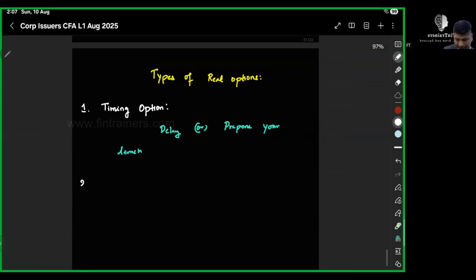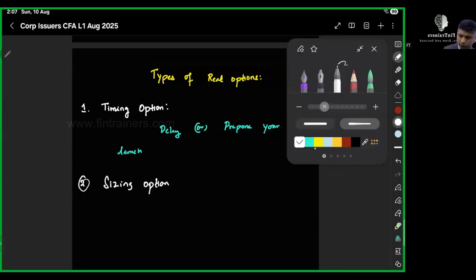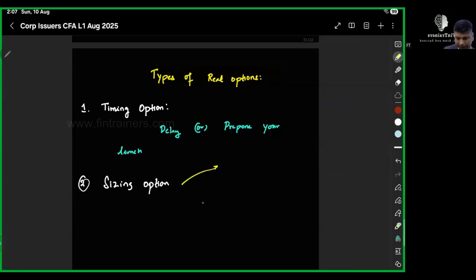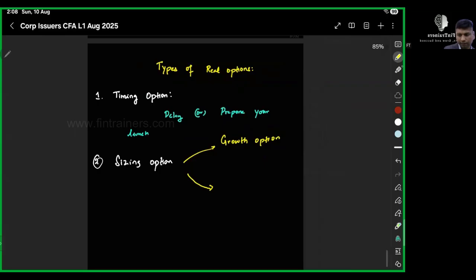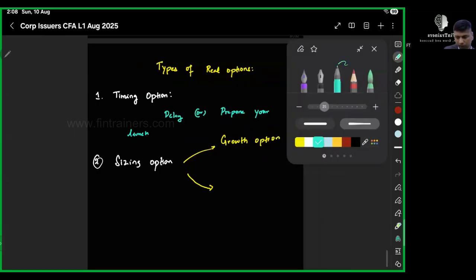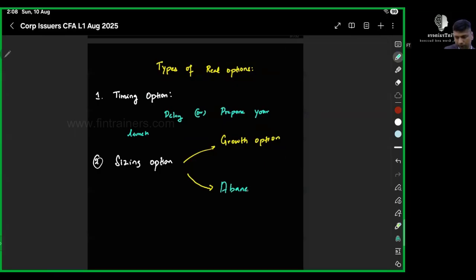The second one is a sizing option. I opened up 500 distribution centers. Now, can I increase it to 1,000, another 500? That's a growth option that you have. And you also have the ability to abandon it if it doesn't work. That is also a real option, and there's a value for that. Like, okay, I try out 100 stores, it's not working out. We can shut it down and continue with our existing distribution network.